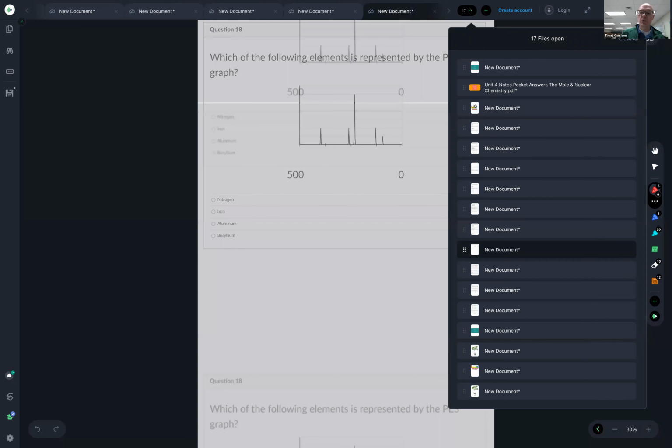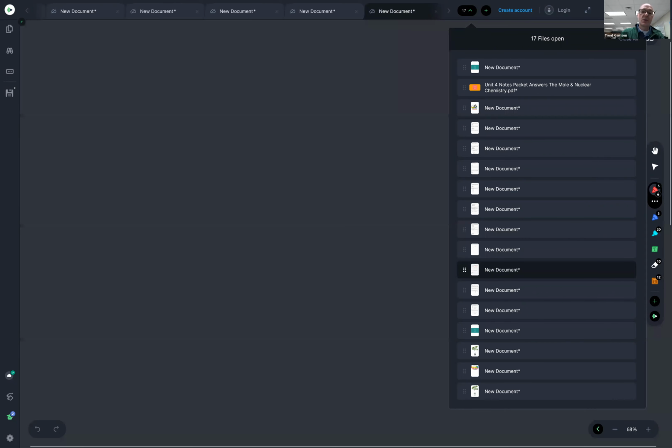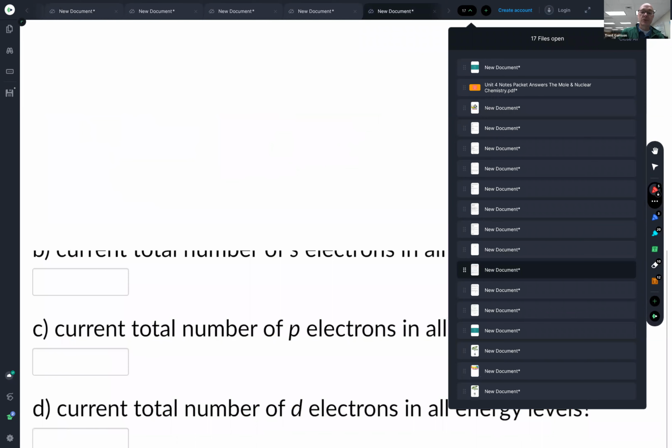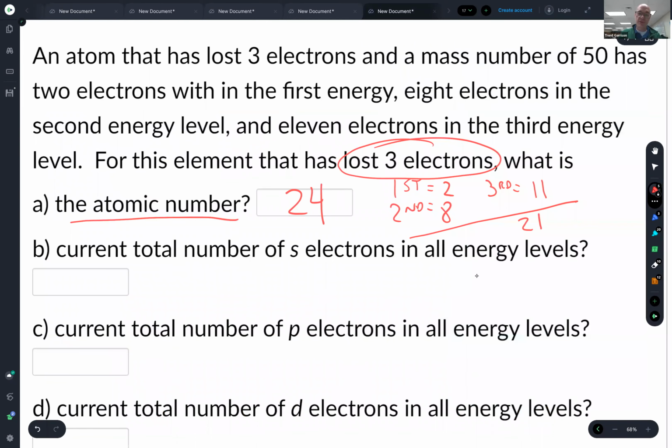So getting back to the root of the question, what element is this? What is its atomic number? Its atomic number is 24. It's element number 24, chromium. What is the total number of S's? Well, we have 2 on the first. What is the current total number? So we have 2 in the first, 2 in the second, and 2 in the third. That is 6. Now, we originally had 8, but we only have 6 now. The number of P's. You don't have any in the first. You have some in the second, and you have some in the third. That would give you 12.